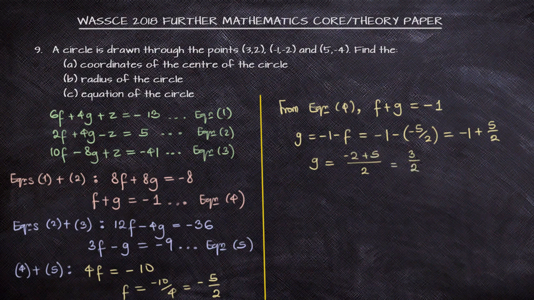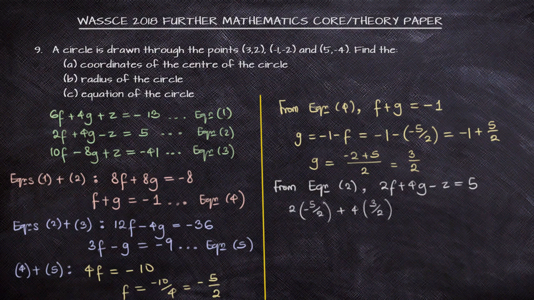Good. So I've obtained g to be 3 over 2. I've obtained f to be minus 5 over 2. I can use any of equations 1, 2, or 3 and substitute for the values of f and g to get the value of z. So if I'm using equation 2, now 2f plus 4g minus z is equal to 5. Meaning that if I substitute my values, I will have 2 into minus 5 over 2 plus 4 into 3 over 2 minus z, which I'm looking for, is equal to 5.